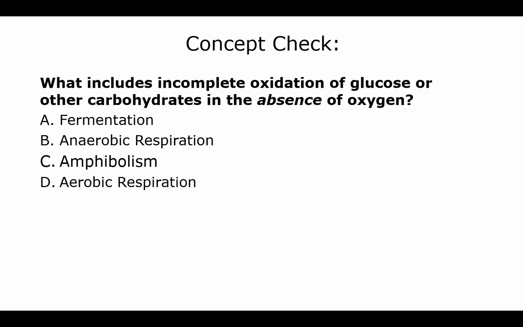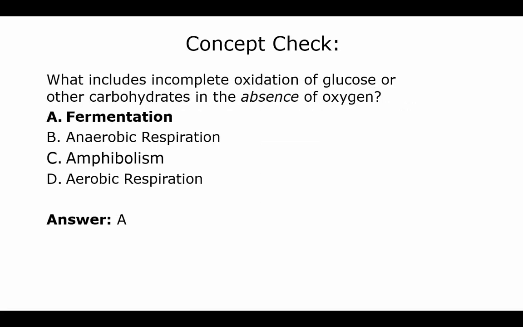So, look at this one. What includes incomplete oxidation of glucose or other carbohydrates in the absence of oxygen? Key there being absence of oxygen. That's right, fermentation. When there is absolutely no oxygen present, then fermentation is going to occur. Okay? And honestly, that's how organisms survive, whether oxygen is present or whether it's not. This is how they've survived for so long, and honestly, why they'll still be here when we aren't. All right? So that wraps it up for Chapter 8.